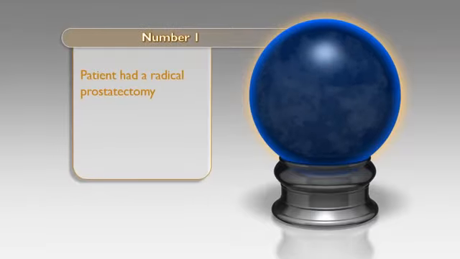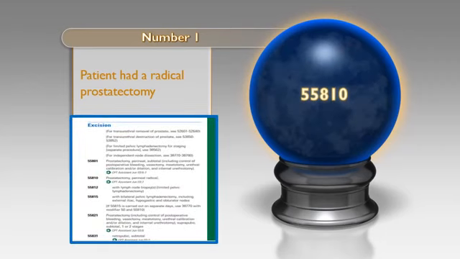Okay, number 1. Patient had a radical prostatectomy. Pause the presentation to solve. If you said 55810, you are correct. So how did we get this answer? Well, we went to the index and we looked up prostatectomy, and it should have taken you to these codes. And it was your job to choose the best of the codes in the series.